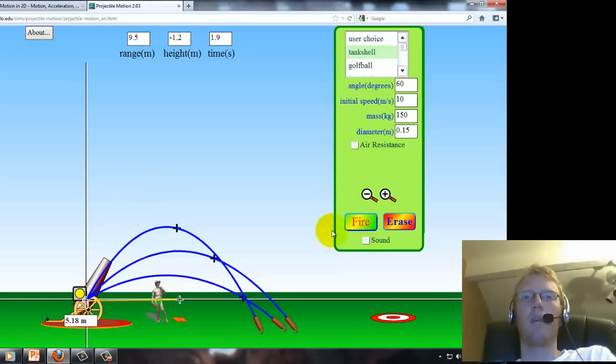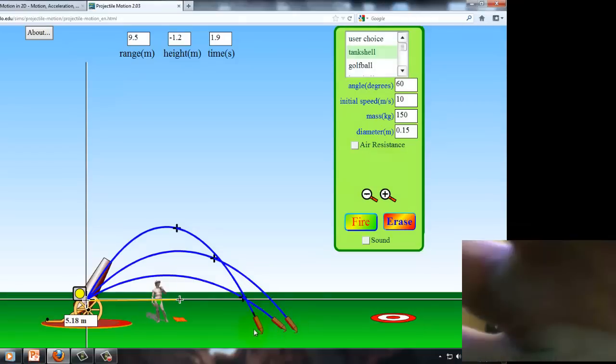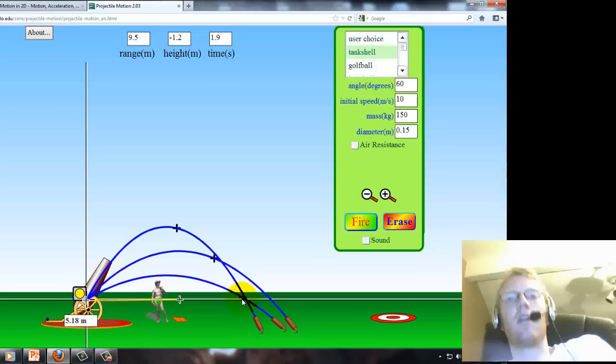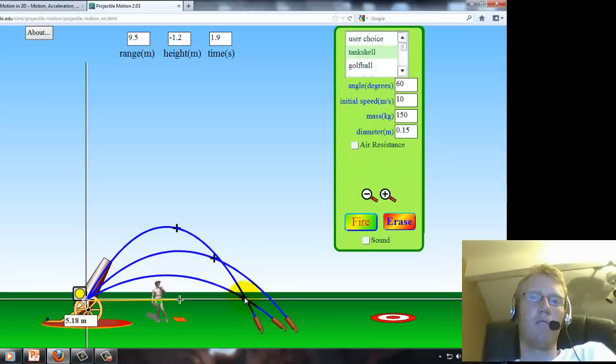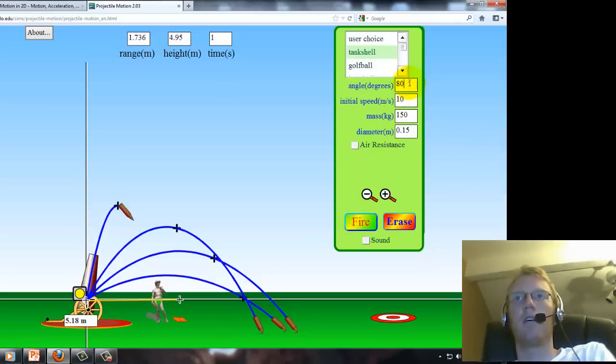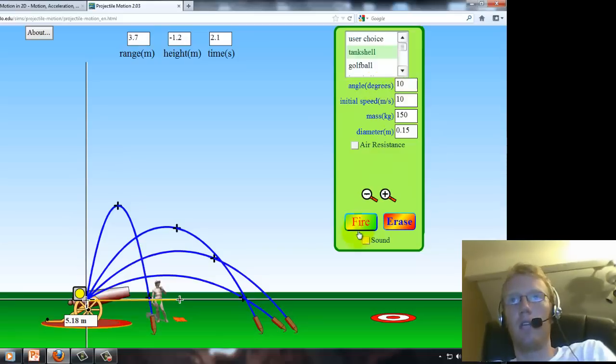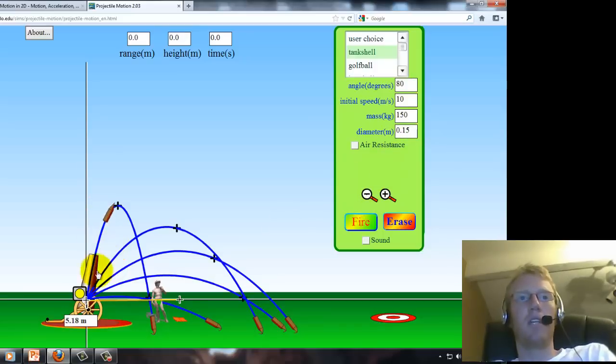Something interesting is going to happen. You can see that the 30 degree angle and the 60 degree angle both cross the axis at the same point, which means if we weren't considering that they went underground here, they would land at the same distance. That's kind of cool. Same thing, let's try 80, and then 10. They both cross at the same point there. But you can see the 80 is in the air for a lot longer because its vertical component is a lot higher.